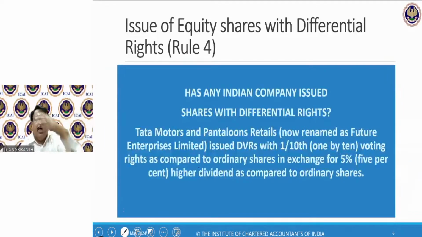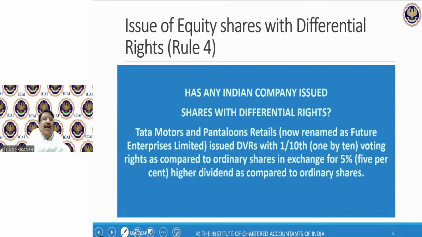For example, Tata Motors and Pantaloon Retails are two companies that issued DVR, meaning differential voting right shares. 1/10 voting right means 10 shares, 1 vote. If you are a normal equity shareholder with 100 shares, you'll have 100 votes. Whereas as a DVR holder of Tata Motors, with 100 shares I get only 10 votes, 1/10 voting right. But in exchange for this, they get 5% higher dividend.